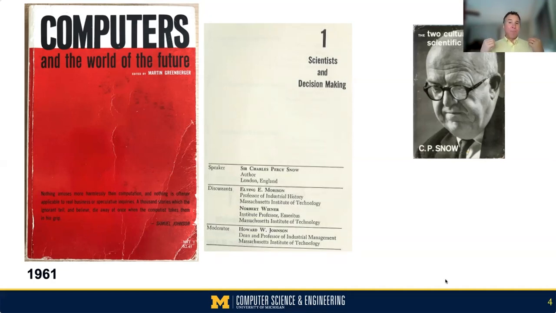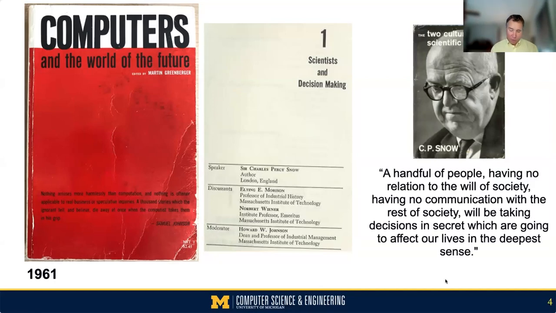a detriment. What he particularly worried about, excuse me for reading this quote to you, was a handful of people having no relation to the will of society, having no communication with the rest of society, taking decisions in secret, which are going to affect our lives in the deepest sense. That's pretty amazingly prescient for 1961, for the role that computing was going to play in society, and about how a very few people were going to be able to build that computing.